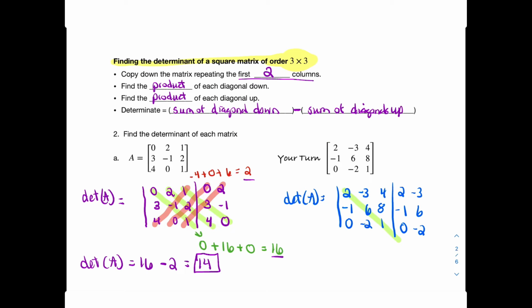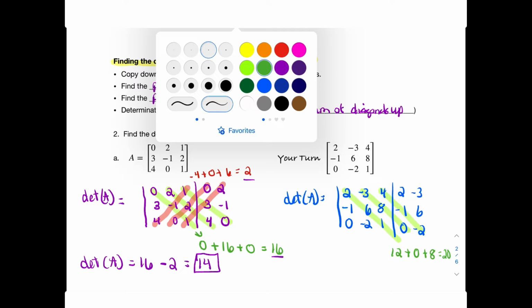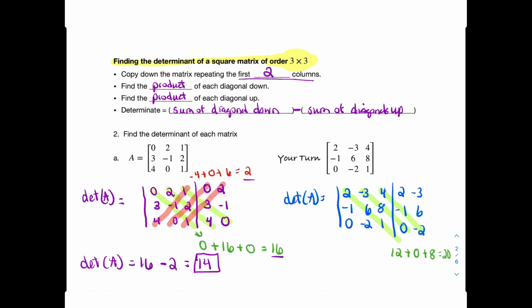And now I'm ready to find the products of my diagonals down. Okay, first diagonal down is 12, plus the product of the next diagonal down, which is 0, plus the product of the third diagonal down, which is 8. Adding those together, I get 20. Next, I'm going to find the product of all the diagonals up. Okay, the first diagonal up is 0, plus the second diagonal up is negative 32, plus the last diagonal up, which is 3. Negative 32 plus 3 gives me a negative 29.